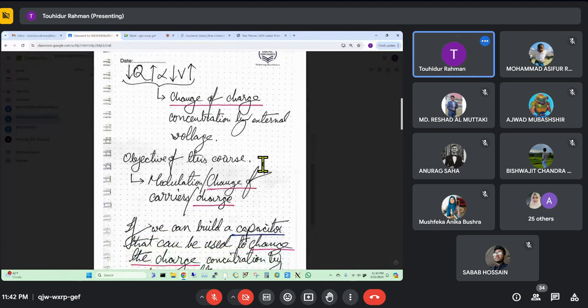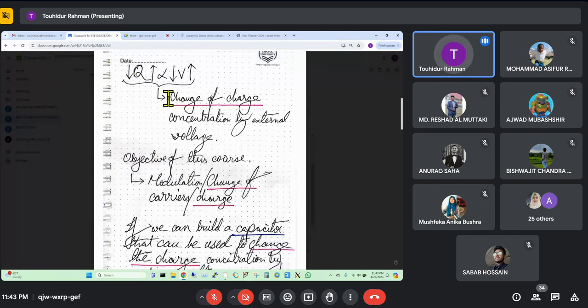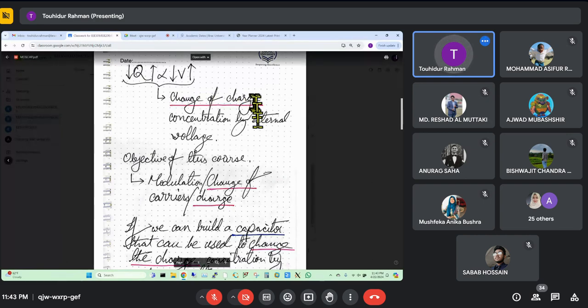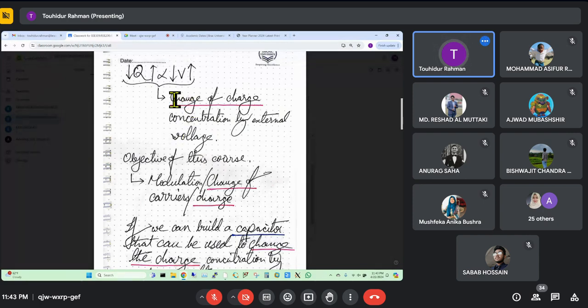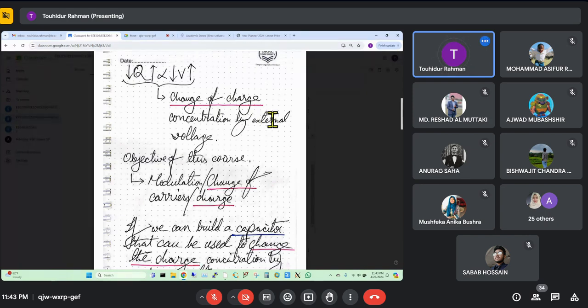From the previous slide, we saw that charge is directly proportional to the voltage. Now, if we change the voltage, the charge will also change. So this is an important thing: the change of charge concentration by external voltage. So there are two things. One is the change of charge concentration. Another is the external voltage.